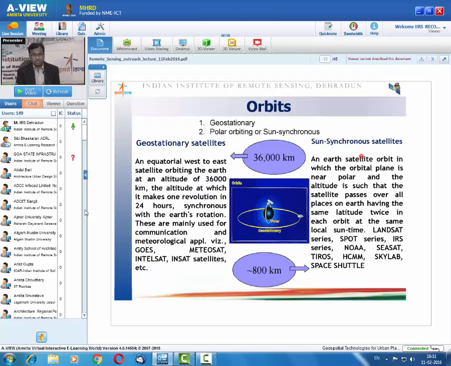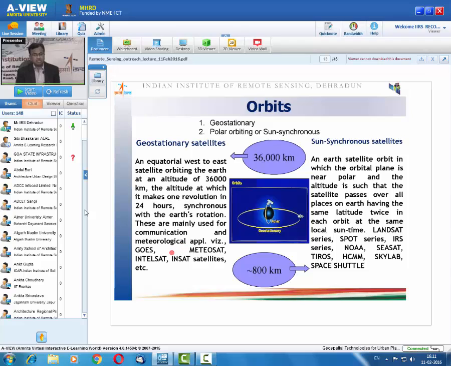Now let us understand the orbit. Basically the orbits are of two types. First is the geostationary orbit. Second is the polar orbiting or sun synchronous orbit satellites. The geostationary satellite is an equatorial west to east satellite orbiting the Earth at an altitude of 36,000 km. It is the altitude at which one revolution in 24 hours is synchronous with the Earth's rotation, and this kind of platform is normally used for communication and meteorological applications.